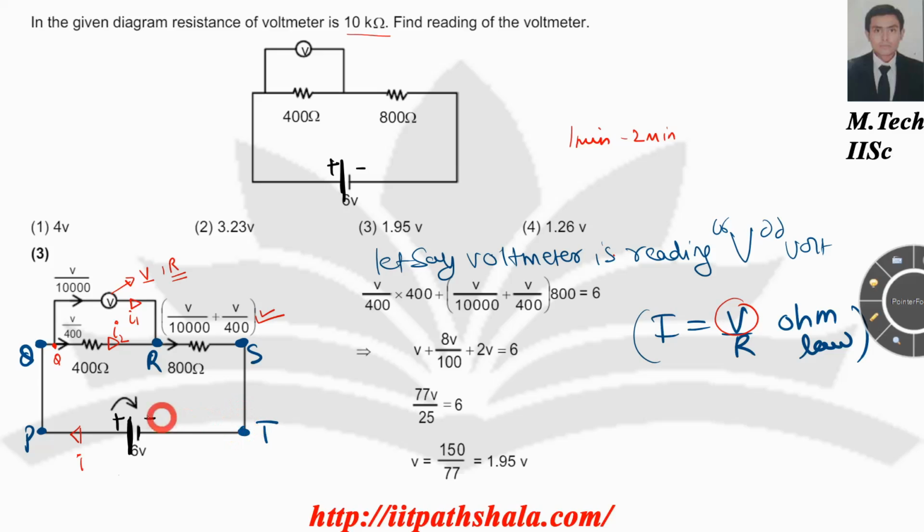Take the following loop T, P, Q, S and apply the KVL. Okay, so you'll be landing up with the following expression over here. Please check out my KVL and KCL video to figure out how I got this expression. The link is under the description itself. Figure out the value of V, okay, and you'll have the value of V as 1.95, which is my option number 3.